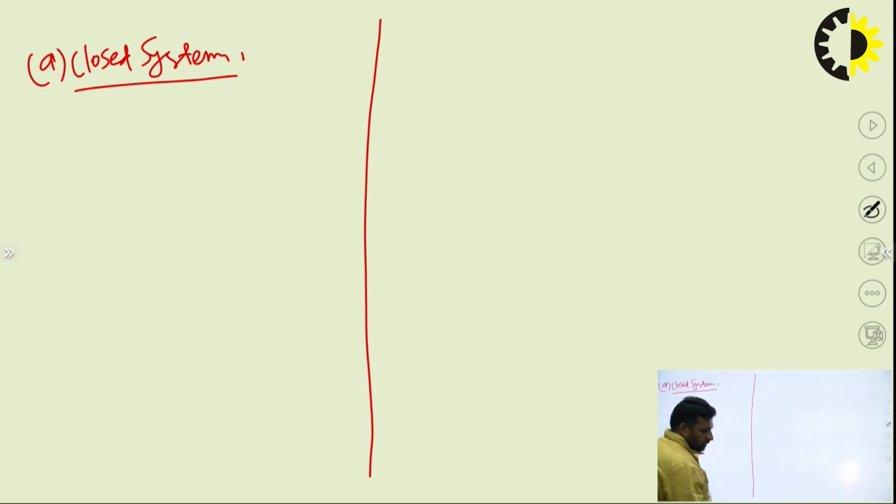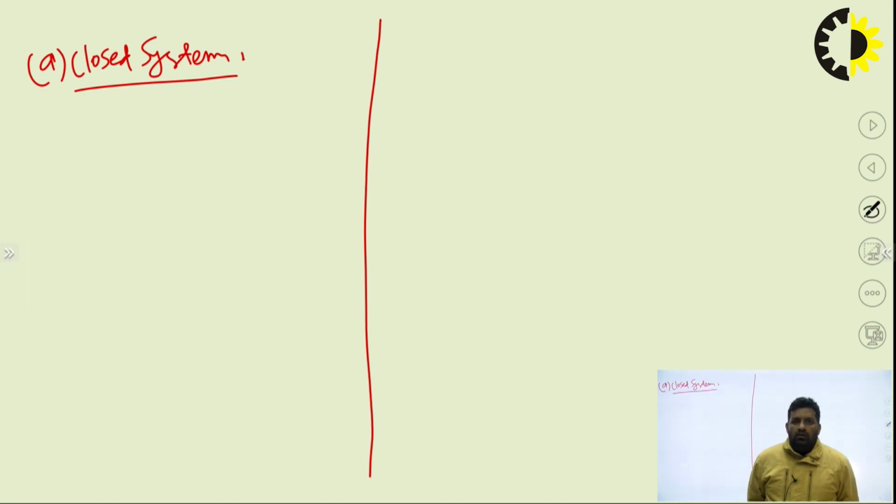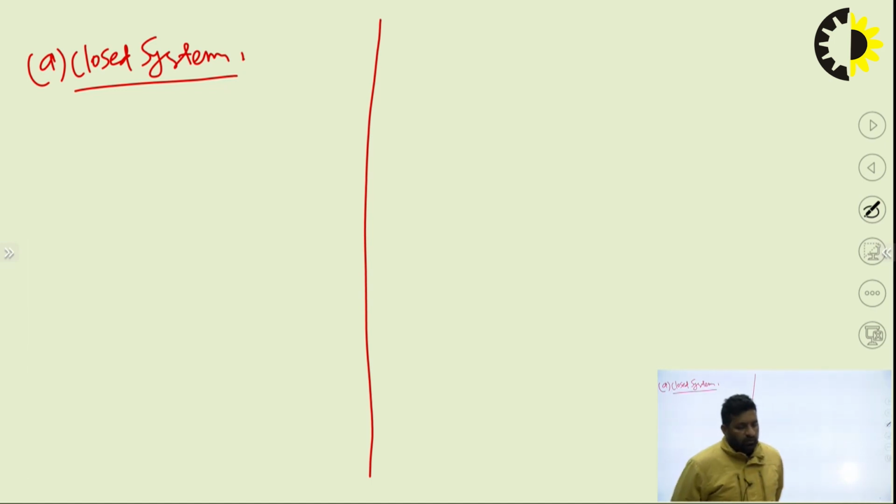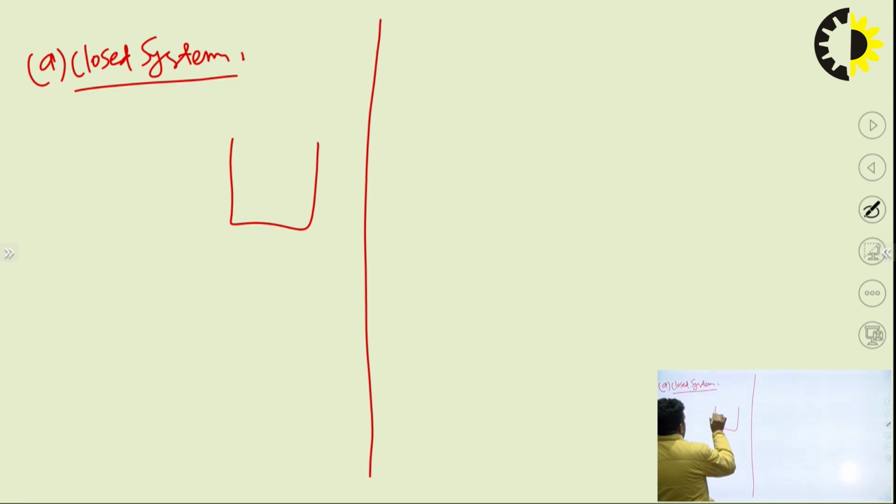Closed system. As you are generally aware about the closed system, in a closed system no mass will transfer but energy can be transferred. Suppose, for example, this is a box having some gas, which is covered totally.